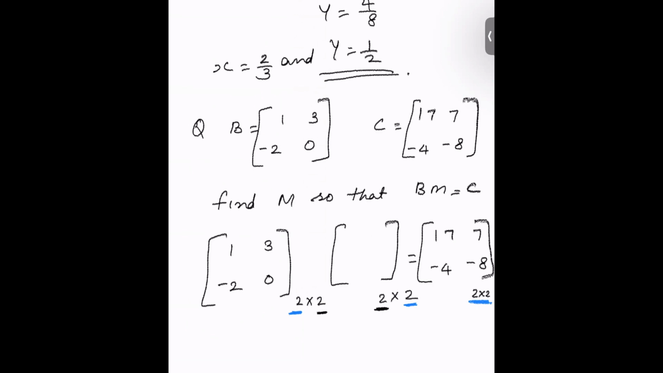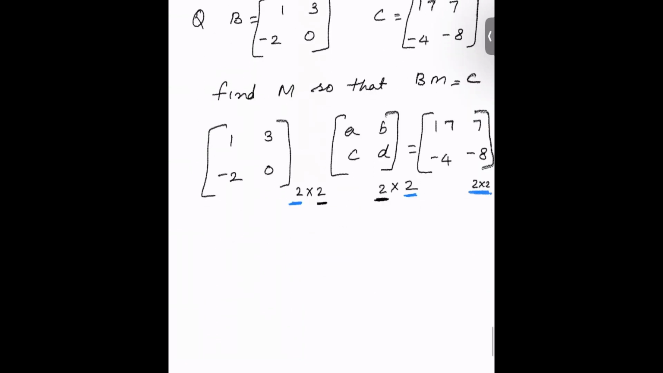Now, we don't know the elements of M at all. So what will you do? Just put A, B, C, D, 4 unknown values, because this matrix will have 4 elements since it's a 2 by 2 matrix. Then you are going to perform the multiplication and then solve it. Let's try it. First row needs to be multiplied with first column, and then first row needs to be multiplied with second column. So the usual multiplication approach is what we are going to do.